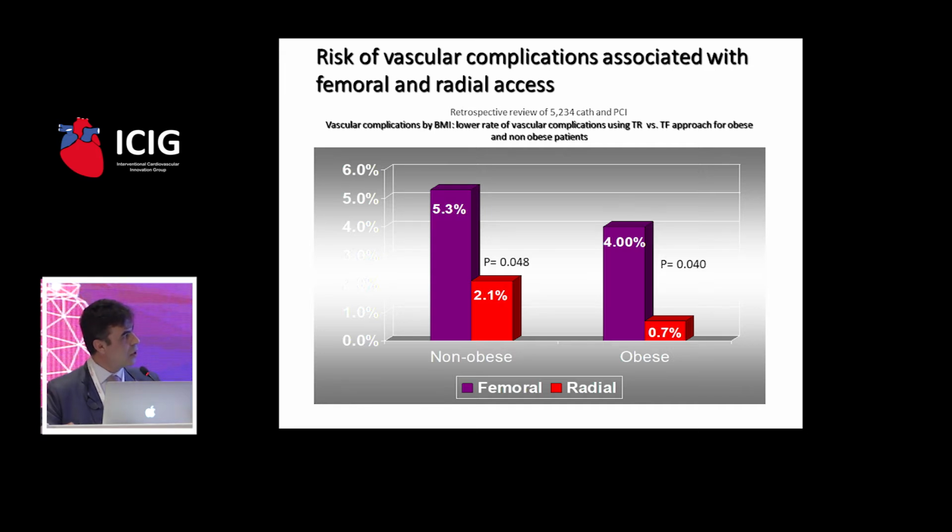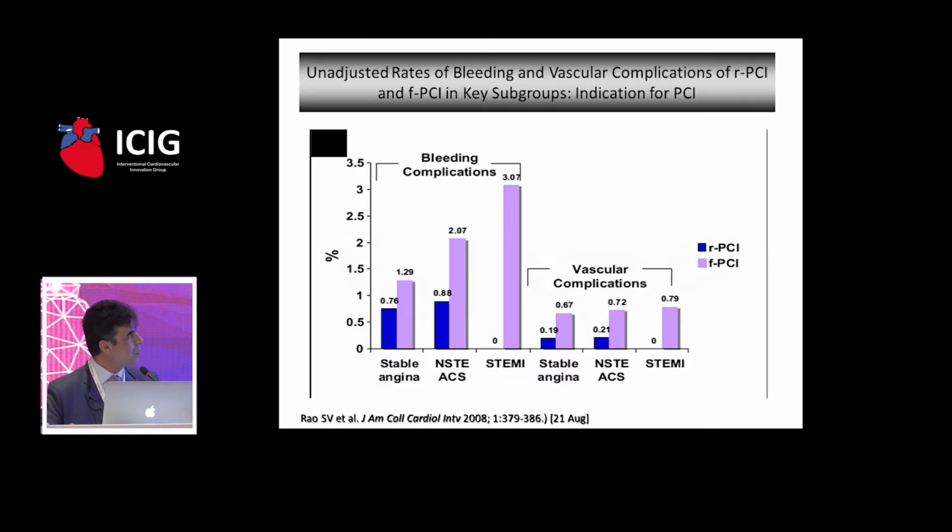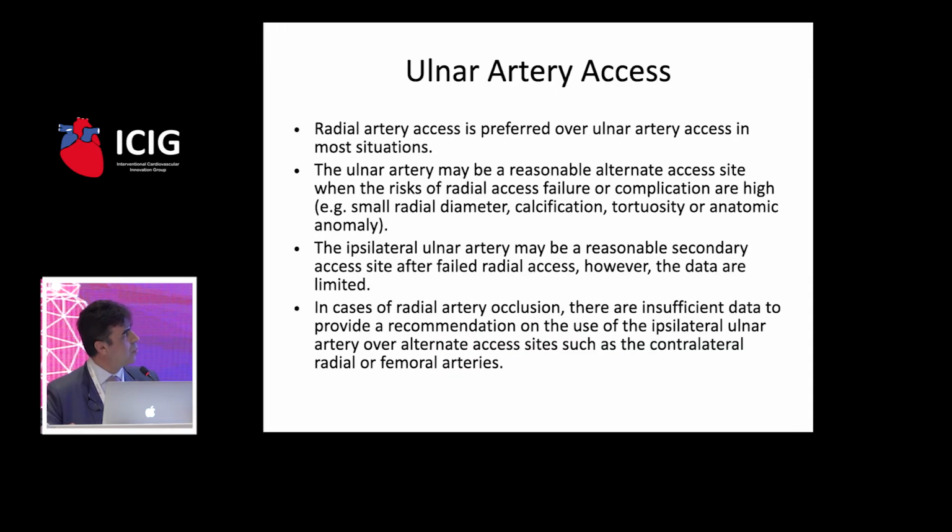This slide just shows the different percentages of complications in obese and non-obese patients between radial and femoral access. Obviously, radial access has fewer complications, especially in obese patients, and it's encouraged to use. This is another comparison between radial and femoral access with different indications, and in all of them, radial access tends to have a relative advantage.